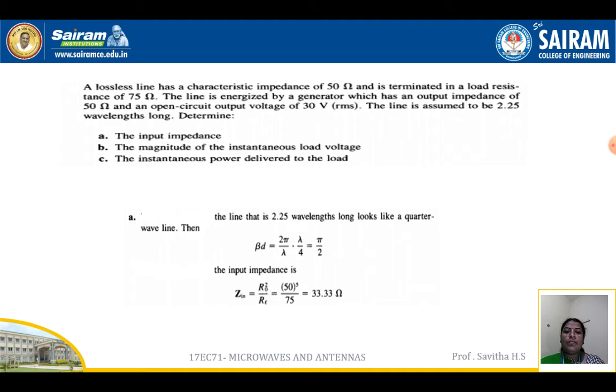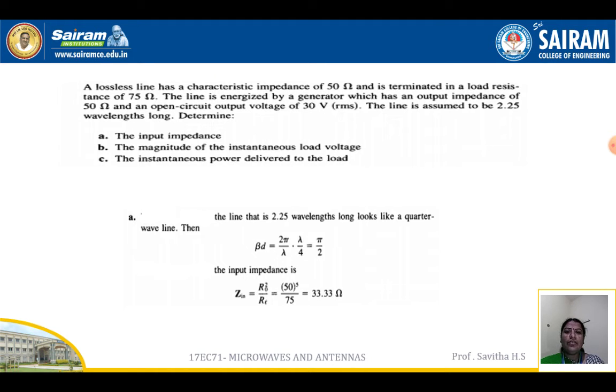So we know that beta d is equal to, beta is the phase constant 2 pi by lambda, into distance, which is lambda by 4. So that is equal to pi by 2. The input impedance is Zin is equal to R0 square by RL. R0 they have given in the problem, that is 50. Characteristic R0 is nothing but the Z0 value, that is the characteristic impedance they have given in the problem already, 50 square.